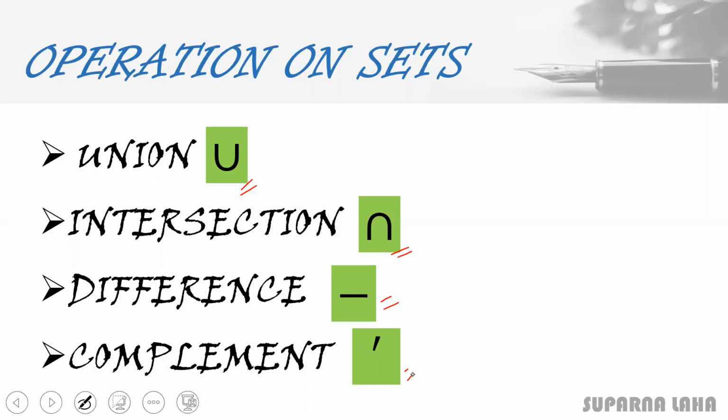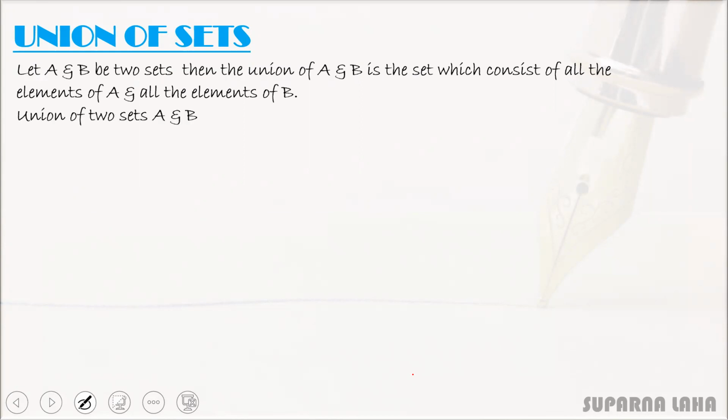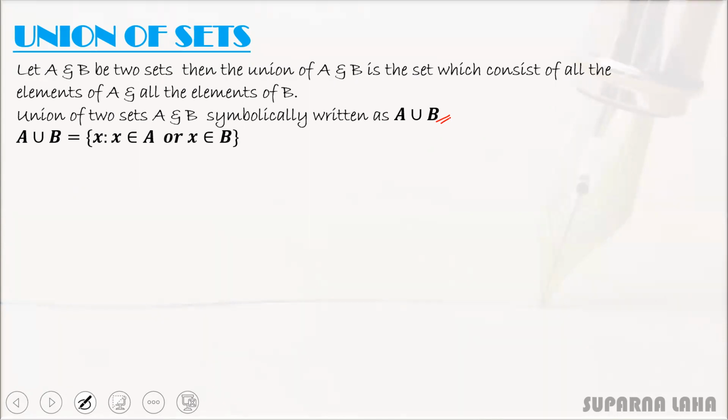So what is the union of sets? If we take two sets A and B, then their union is another set which consists of all the elements of A and all the elements of B. The symbolic representation of union is A, sign of union, B. And since A union B is a set, we can represent it in set builder form or roster form. If we want to represent it mathematically, we will write like that.